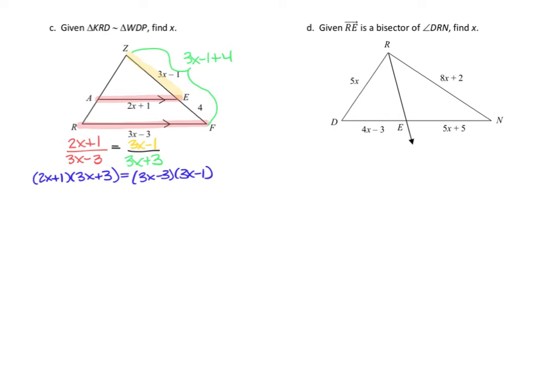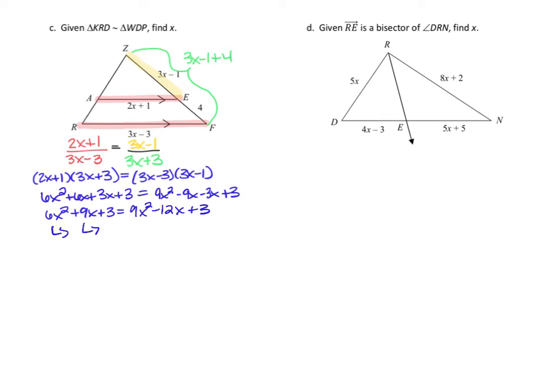On the left side, that will give you 6x squared plus 6x plus 3x plus 3 is equal to 9x squared minus 9x minus 3x plus 3. These will simplify to 6x squared plus 9x plus 3 and 9x squared minus 12x plus 3. I'm going to move all of these terms to the other side by subtracting them all from this trinomial.